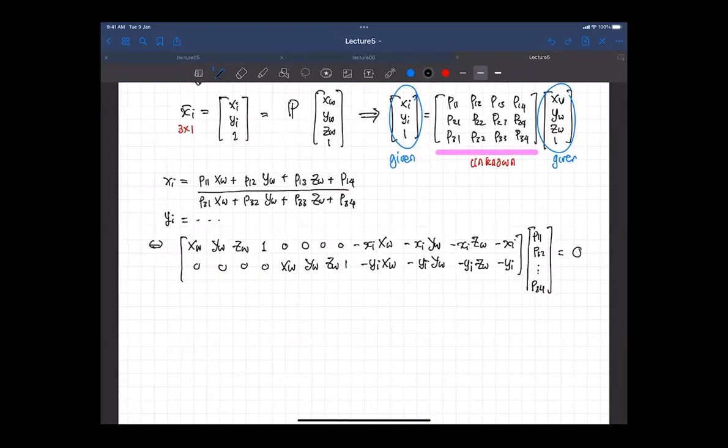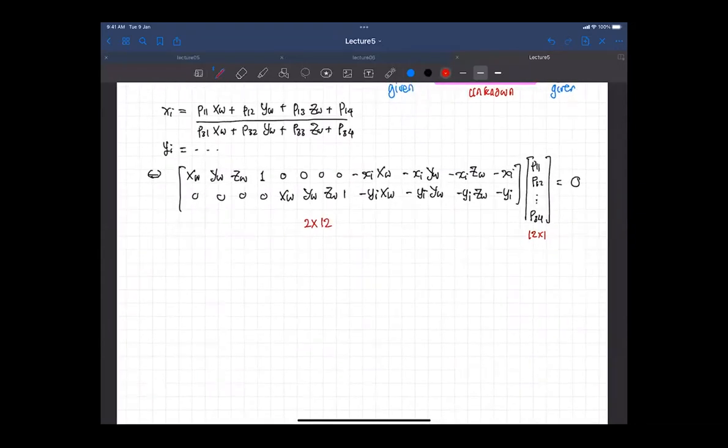3 by 4, right? Which is 12 by 1. Is that correct? There are 12 numbers, right? Yeah, 12 by 1. So now, what is the dimensionality on the left side? 2 by 12.